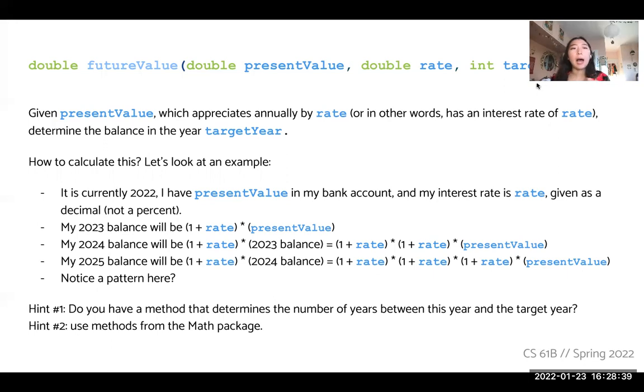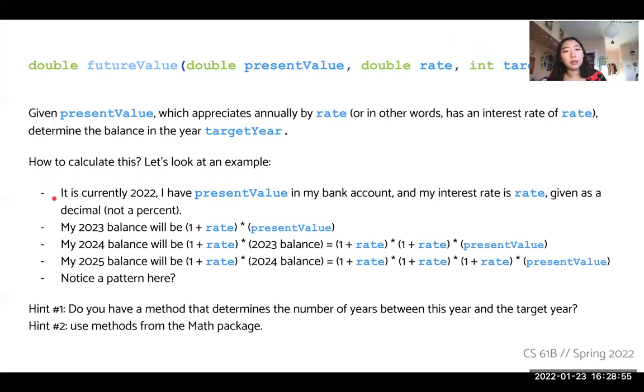The idea is I'm putting some amount of money, present value, in the bank right now. I know I'm going to keep gaining interest, and I want to know, by the time we reach 2050, how much more money do I have? Because you're gaining more money due to interest. And so how can we calculate this?